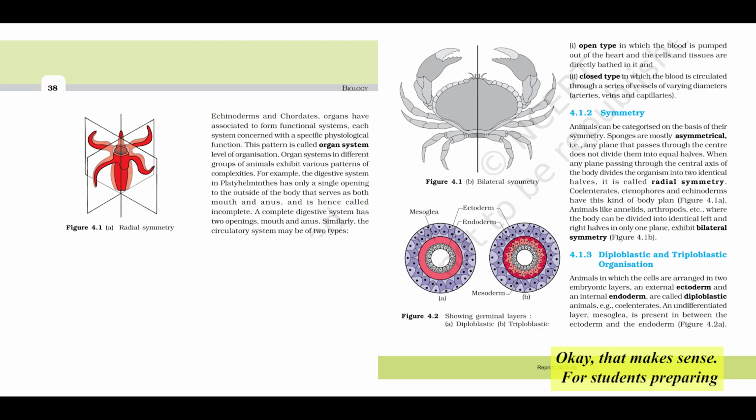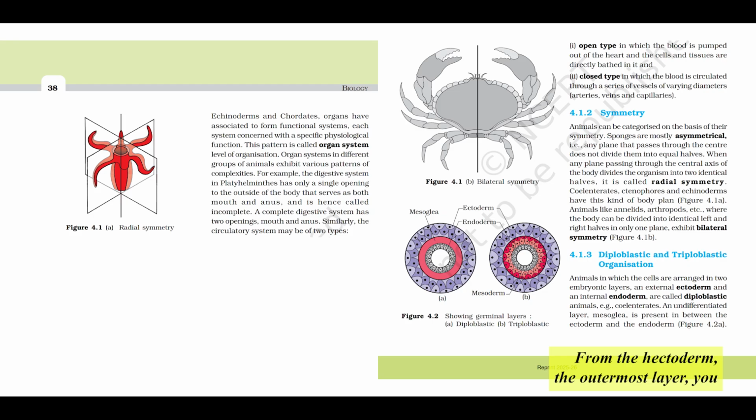Okay, that makes sense. For students preparing for NEET, understanding the origin of different organs from these germ layers is absolutely crucial. Could you briefly elaborate on what some key structures arise from each of these 3 embryonic layers? Like, where does our nervous system come from, or our digestive lining? Absolutely. This is a high-yield area for exams. Let's break it down simply.